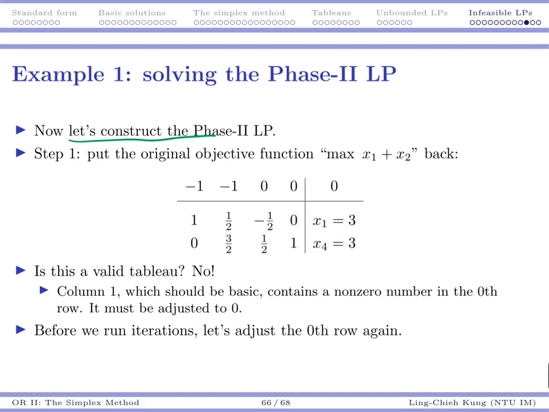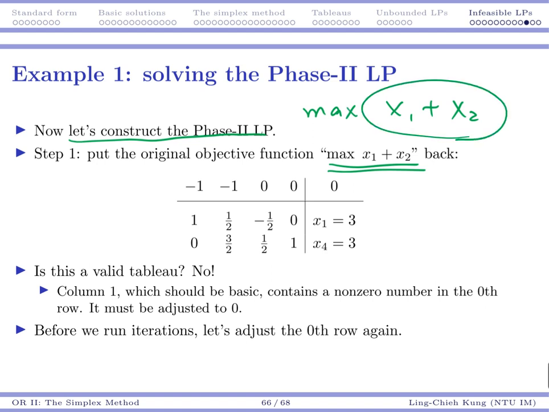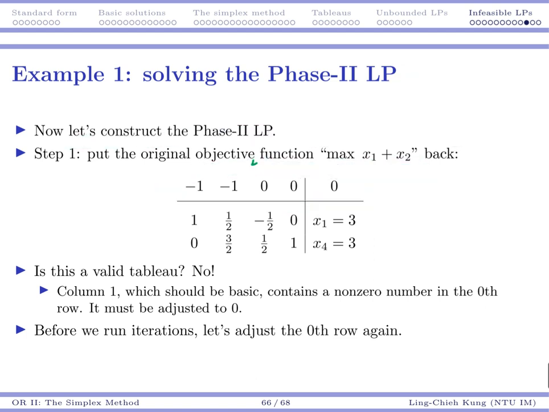So now let's construct the phase 2 linear program. First, if we are trying to maximize x1 plus x2, we may add that objective function back by reverting their signs. So you are going to see -1 and -1 in your zeros row. That makes sense. But this is not yet a valid tableau. Because for column 1, ideally the number here should be 0. But now it's -1. So we need to fix the system again.